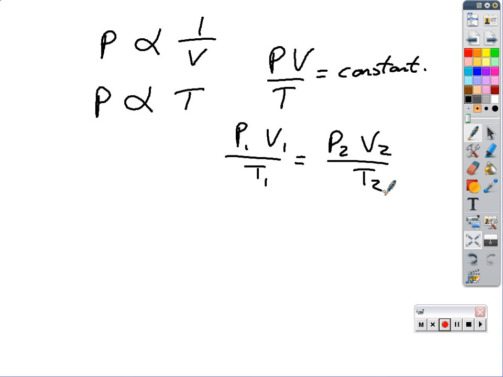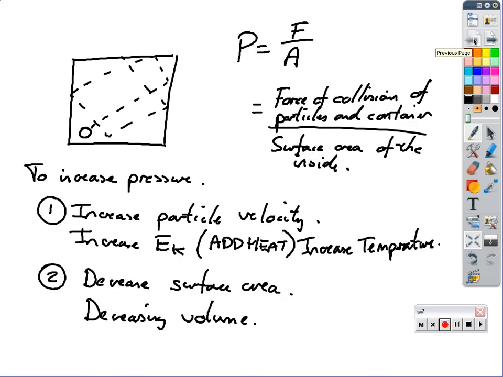Take a data book. In your data book, the formula you get covers all this. It's going to be PV over T equals a constant. So this is the formula you get. You don't get the second one here. This is the one you get in the exam. Right? We're going to copy this down and then we'll do some questions on it.